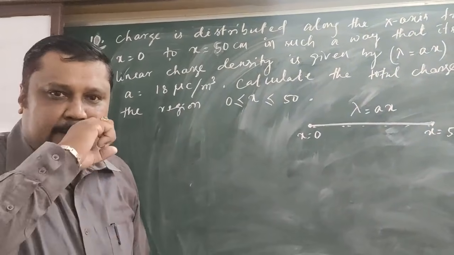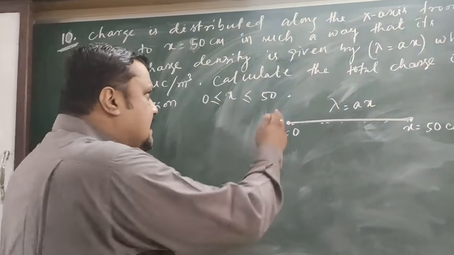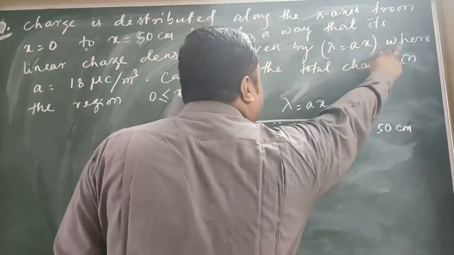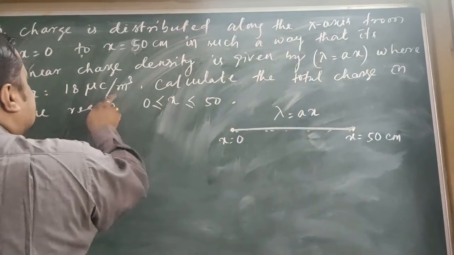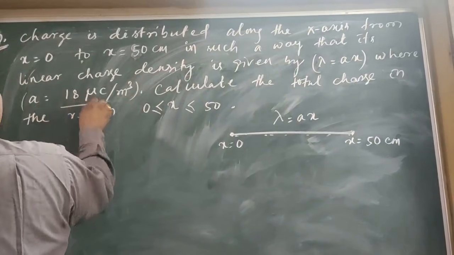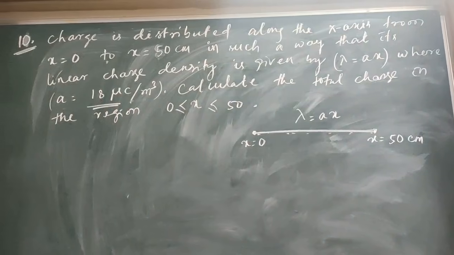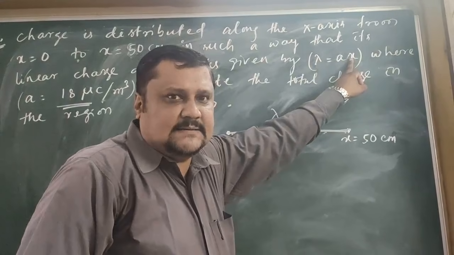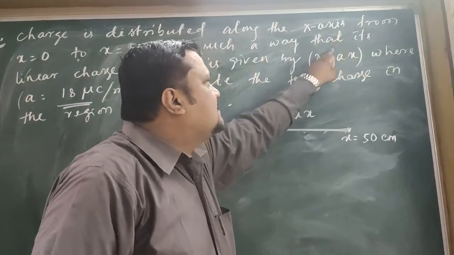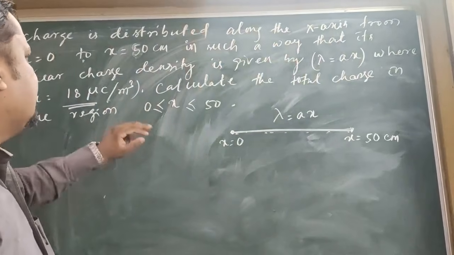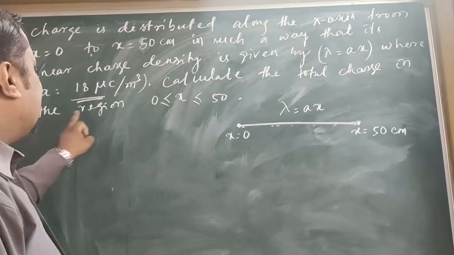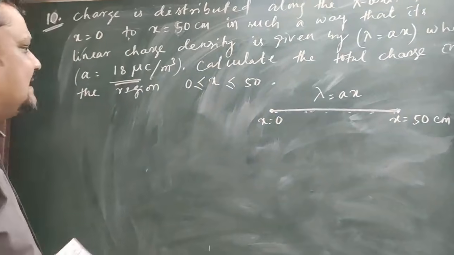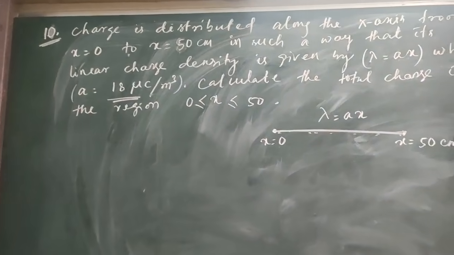Charge per unit length. So the linear charge density is given by lambda equal to ax, where a is a given constant. Lambda depends on x, but there is a constant a. Calculate the total charge in the region x equal to 0 to 50 cm.